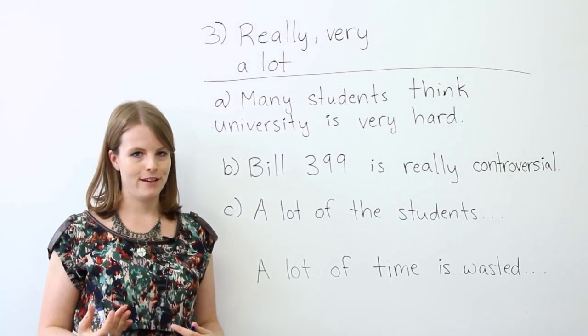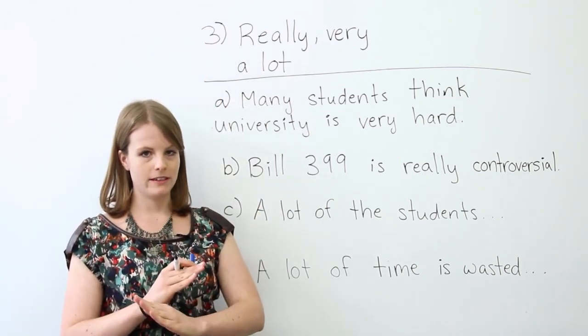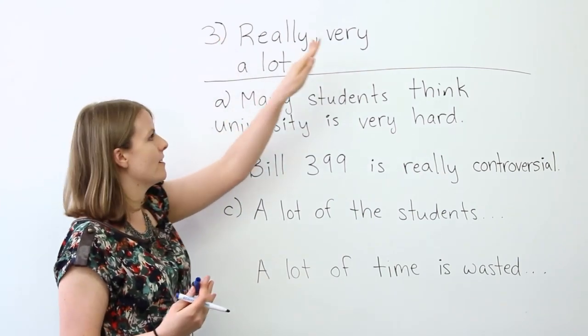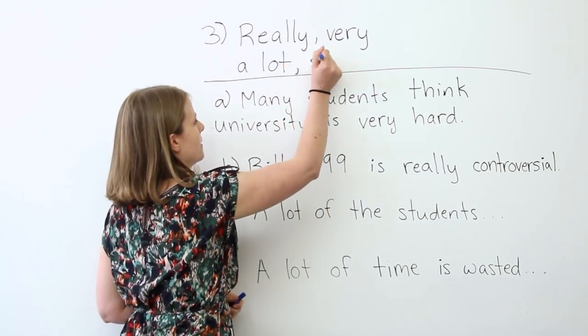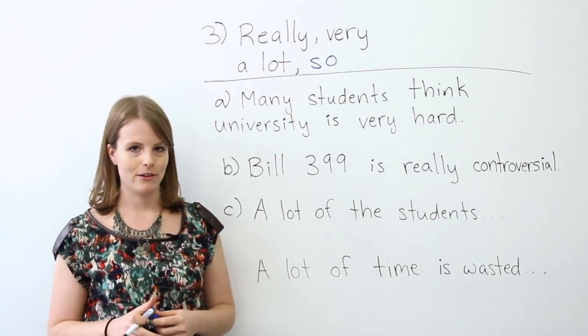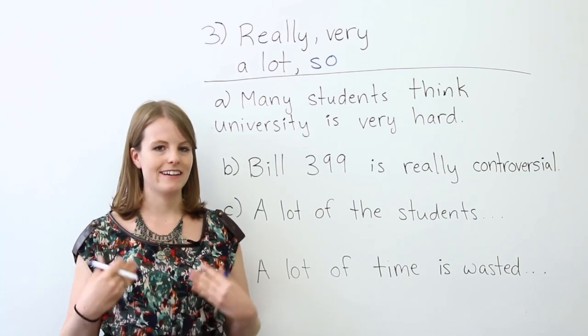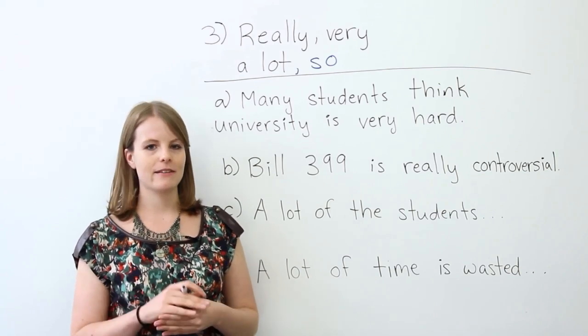So tip number 3 is avoid words. So don't use words in academic writing such as really, very, a lot. I'm going to add another one. So. Okay? This weakens your writing. Your writing isn't as strong if you use these types of words. So let's look at some examples.